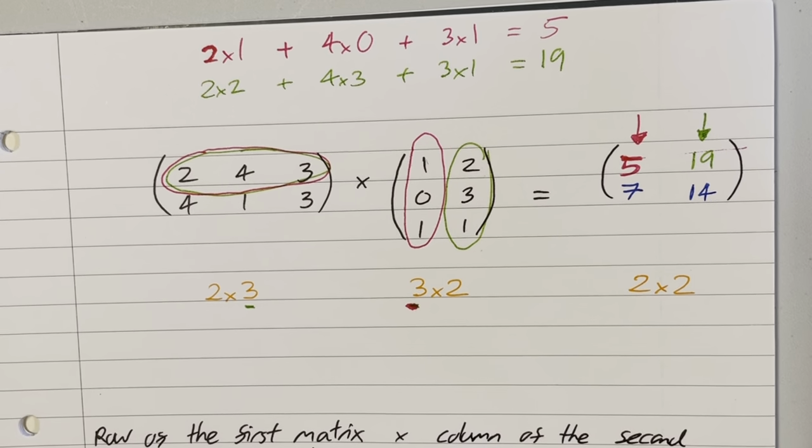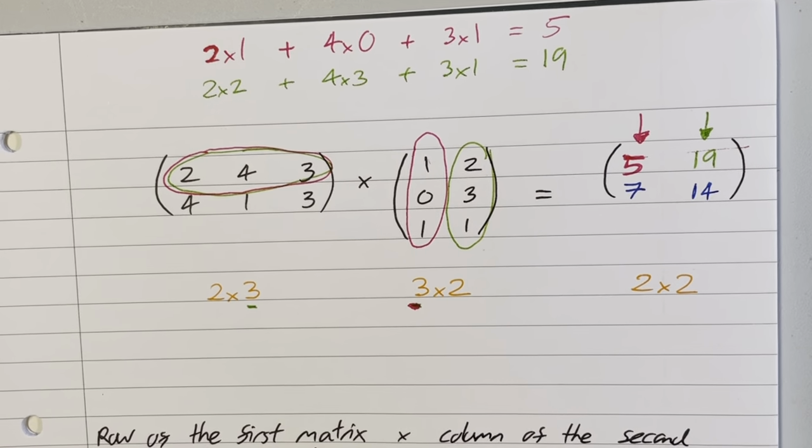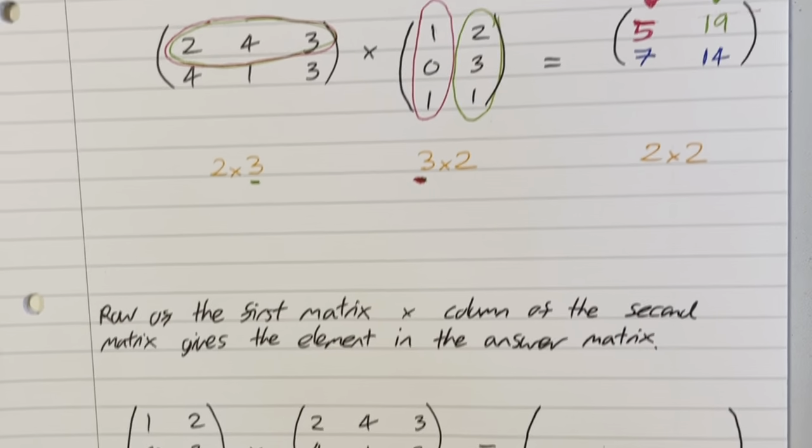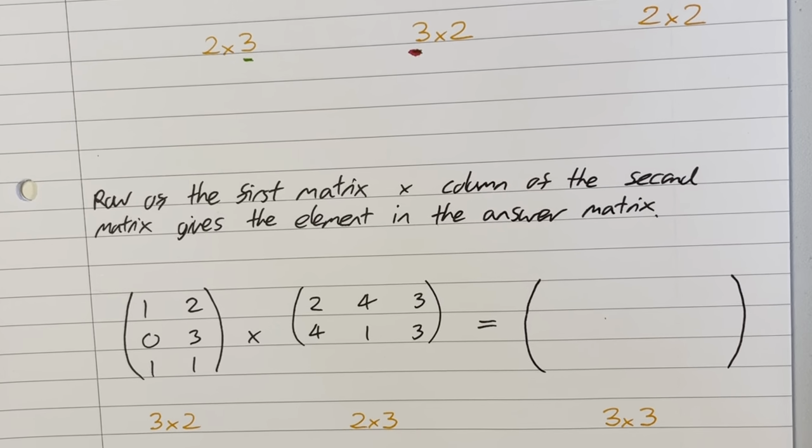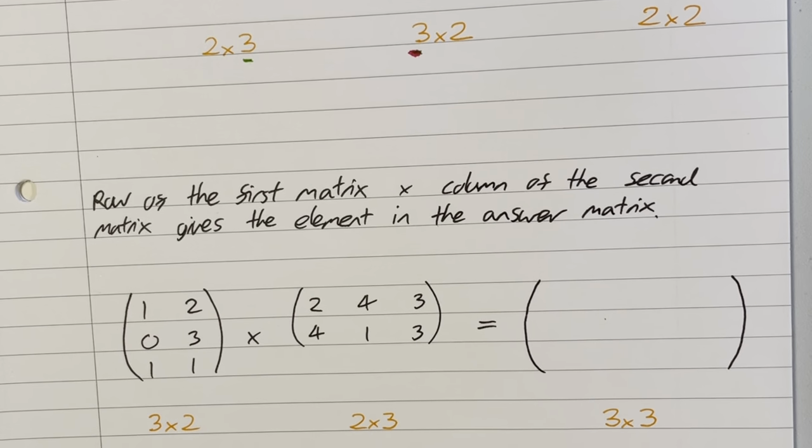Okay, I hope that makes sense. If you need to rewatch that, then please do. I've got another example, and in fact what I've done here is I've taken exactly the same 2 matrices, but I've swapped the order. Now with matrix multiplication, we lose what we call the commutative property. The commutative property means that you can swap the order of the parts of it, and the answer will be the same. Okay, so we've lost that property.